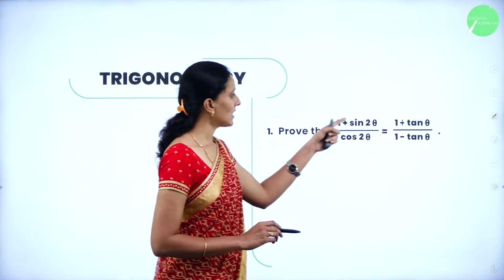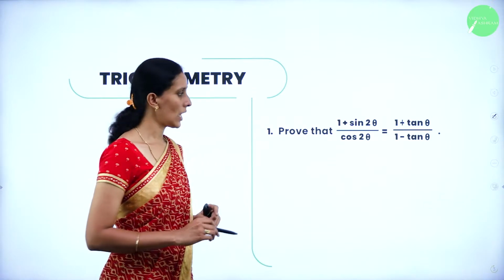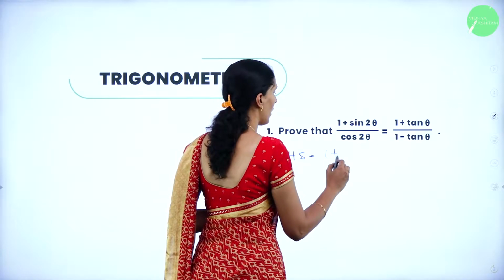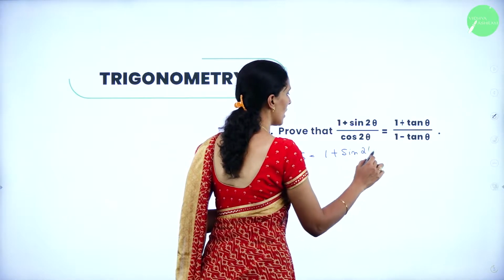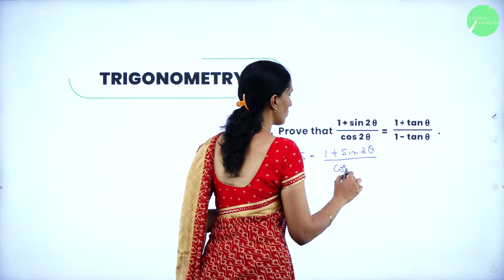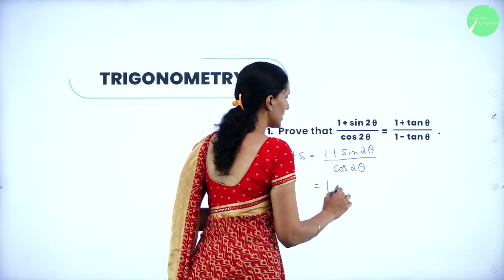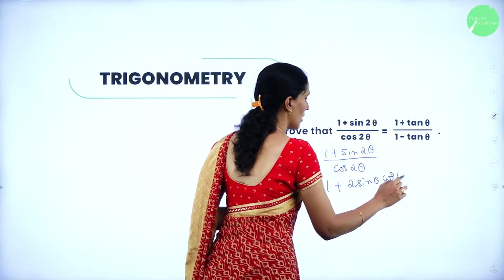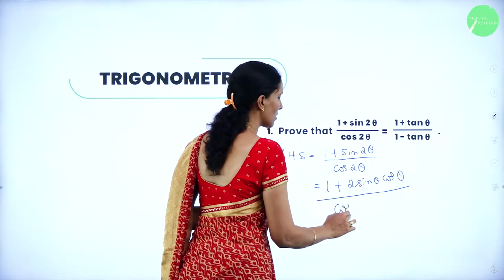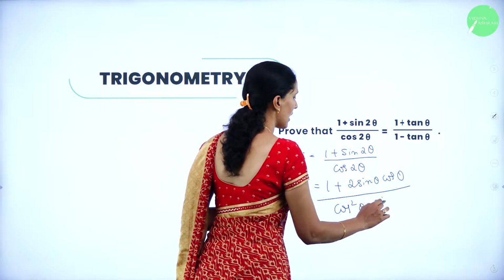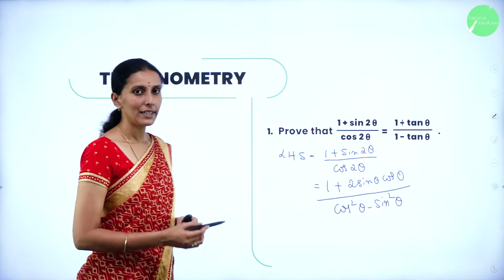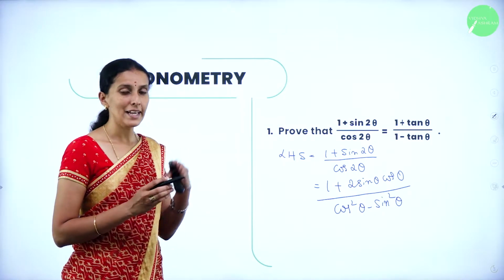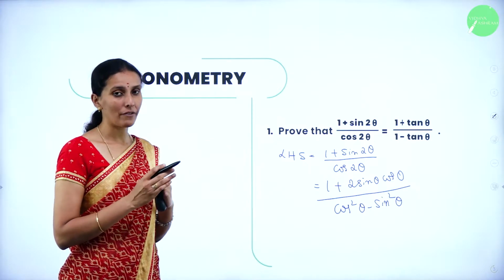So here, first let us substitute for sine 2 theta and cos 2 theta. So LHS is equal to 1 plus sine 2 theta divided by cos 2 theta. So what is sine 2 theta? It is 2 sine theta cos theta. And cos 2 theta can be written as cos square theta minus sine square theta. Now denominator is in the form of A plus B, and in the numerator you can replace 1 by sine square plus cos square as you have done earlier.